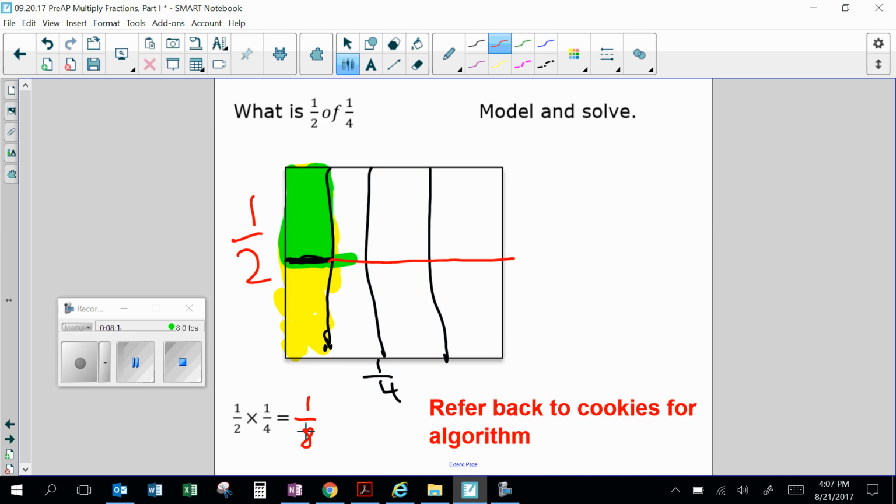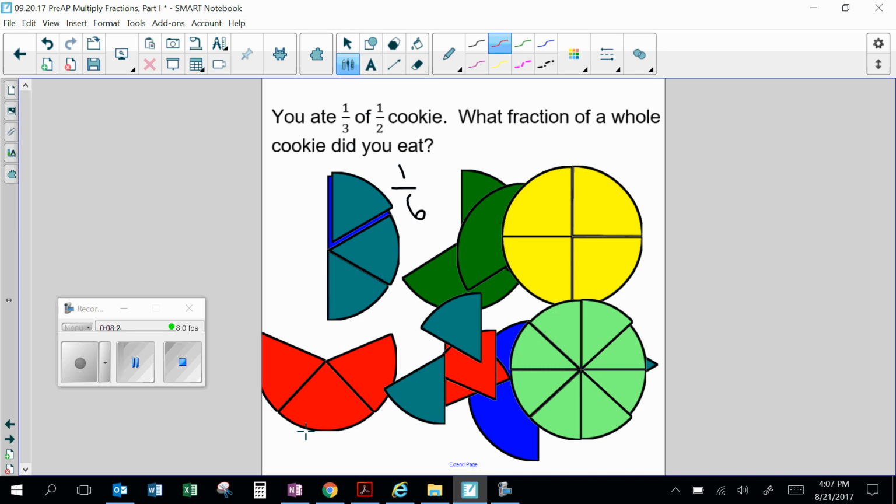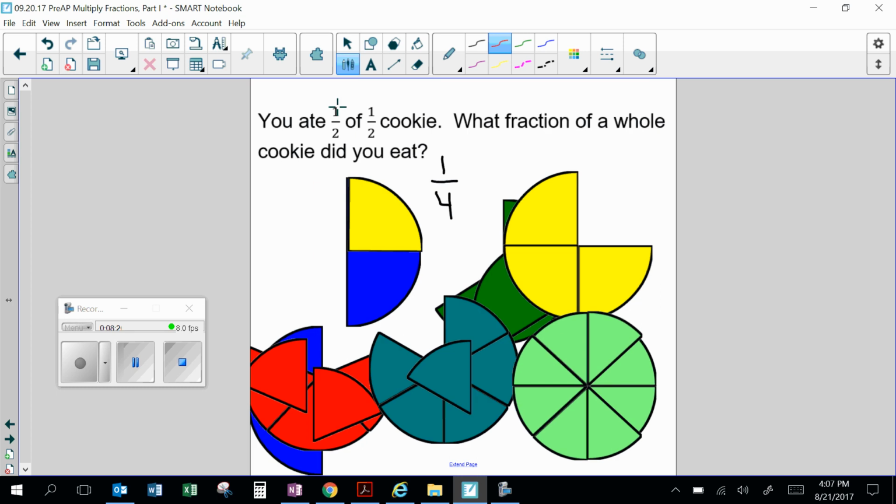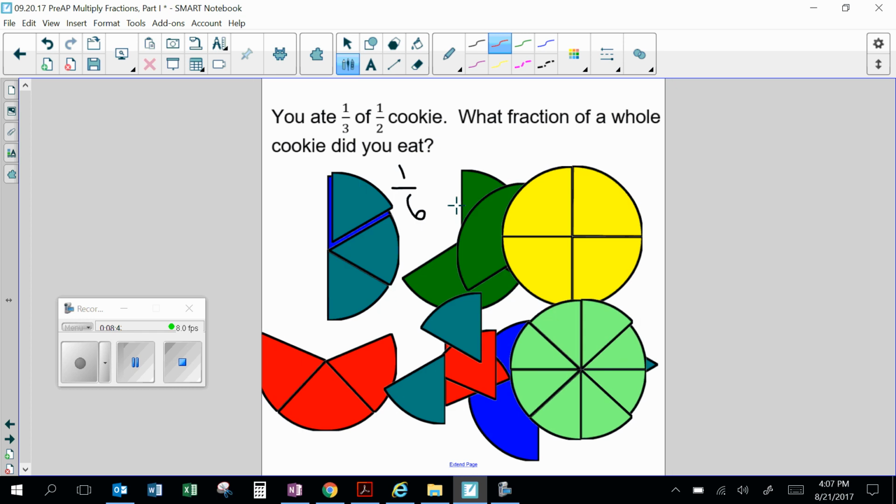Let's refer back to our cookies for our algorithm. Have you figured out how to multiply fractions yet? Half of half. Where did the 1 come from? 1 times 1 is 1. 2 times 2 is 4. It seems like if you multiply the numerators across, you get this numerator, and you multiply the denominators across, you get this 4. Does it work every time?